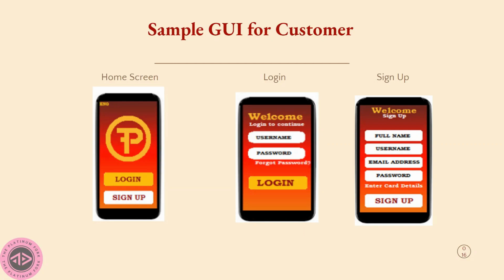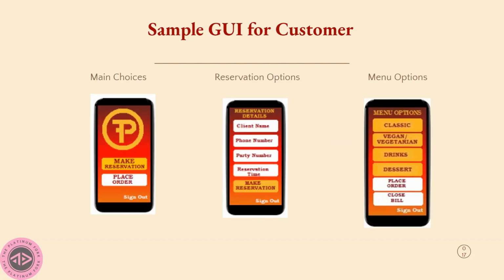Once you click on the login screen, you'll be able to log in with your information if you already have a login. If not, you'll be brought to the sign in option where you sign in using your full name, username, email address, and password. You will also have the option of adding your credit card or debit card details on that screen. After signing in, you will have the option to make a reservation and also place an order.